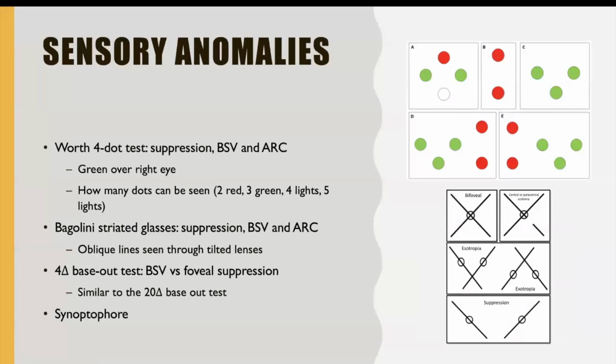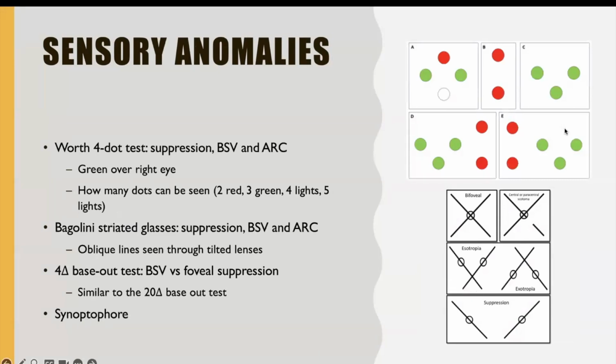Then you've got things like sensory anomalies. So this is about suppression of one eye versus, for example, diplopias as well. So with the Worth 4-dot test, you've got a green filter over the right eye and a red filter over the left. And then you're basically asking how many dots the patient can see. So either they're going to be suppressing, or they're going to have binocular single vision, or they're also going to have problems with or abnormal retinal correspondence.